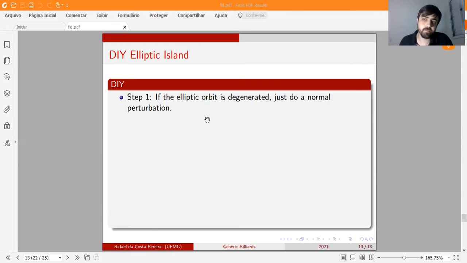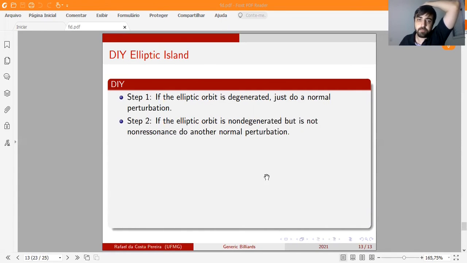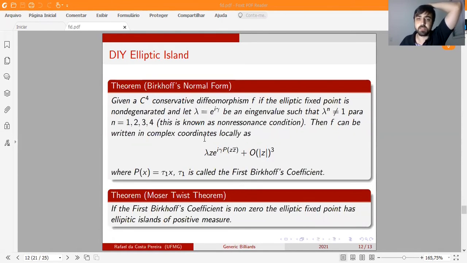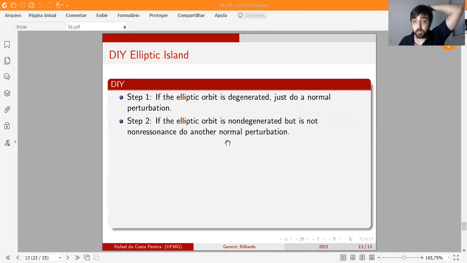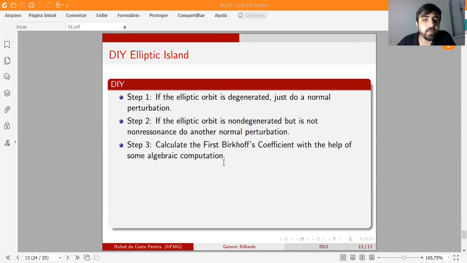So how are we doing it? You take your curve, and if it's degenerate, you do a normal perturbation. If it's non-degenerate but not non-resonant, resonance being a condition on the eigenvalues of the elliptic point, we can do a normal perturbation again, because remember, we can control how we perturb with a normal perturbation. It's not as easy as a local perturbation, but we can do similar things. So we calculate the first Birkhoff coefficient.